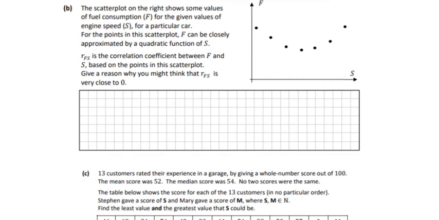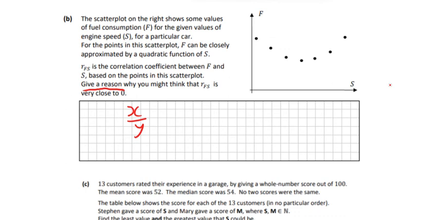Right. So for part B, then, it's just asking us for a reason why you might think that the correlation coefficient is very close to 0. So it's because it doesn't really work for a quadratic function, or quadratic kind of on a scatter graph.